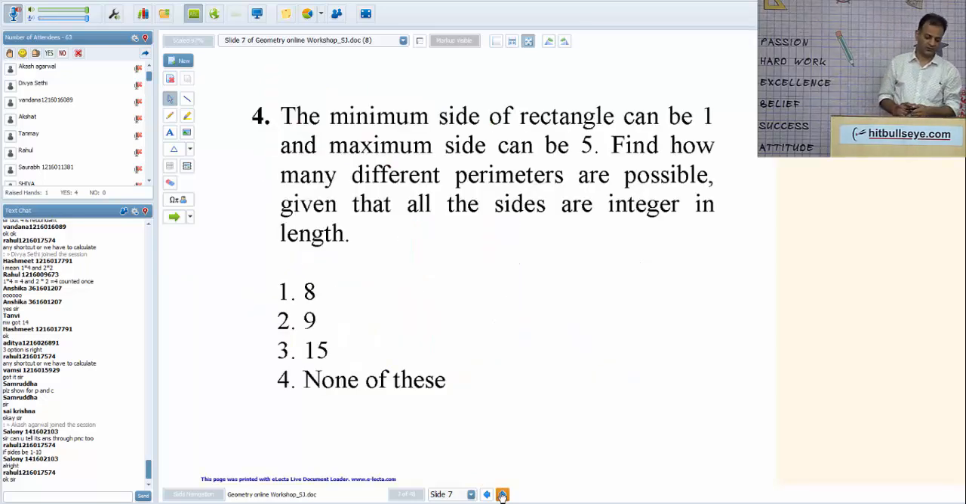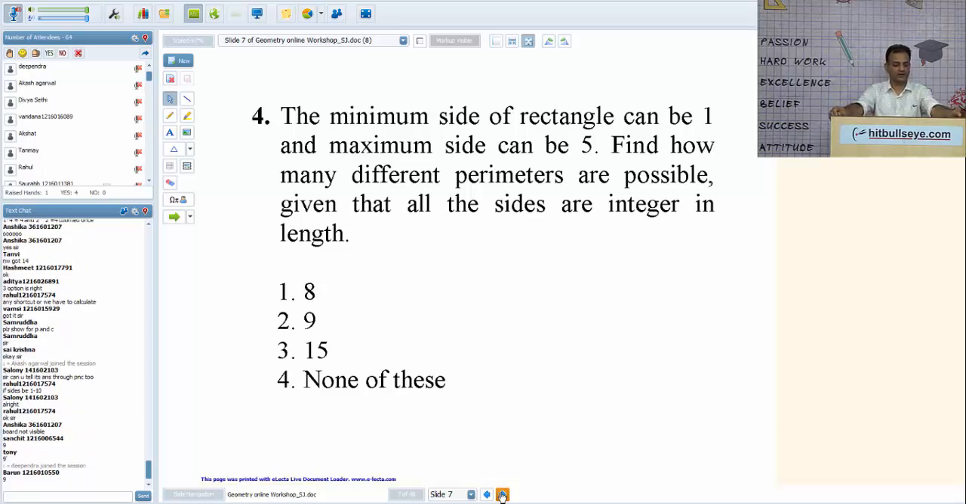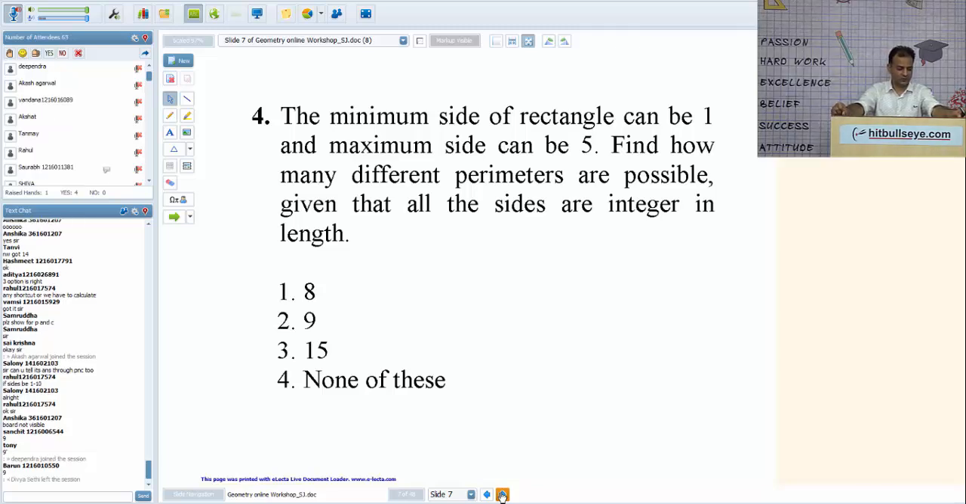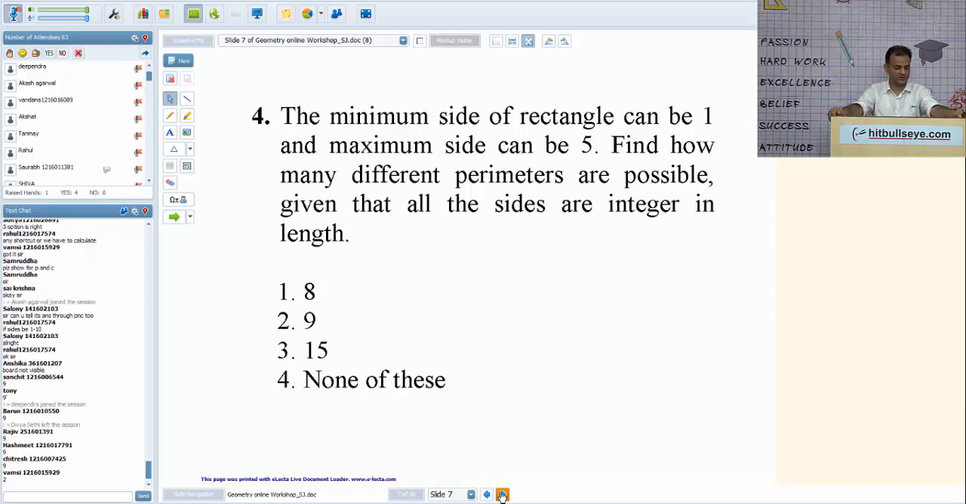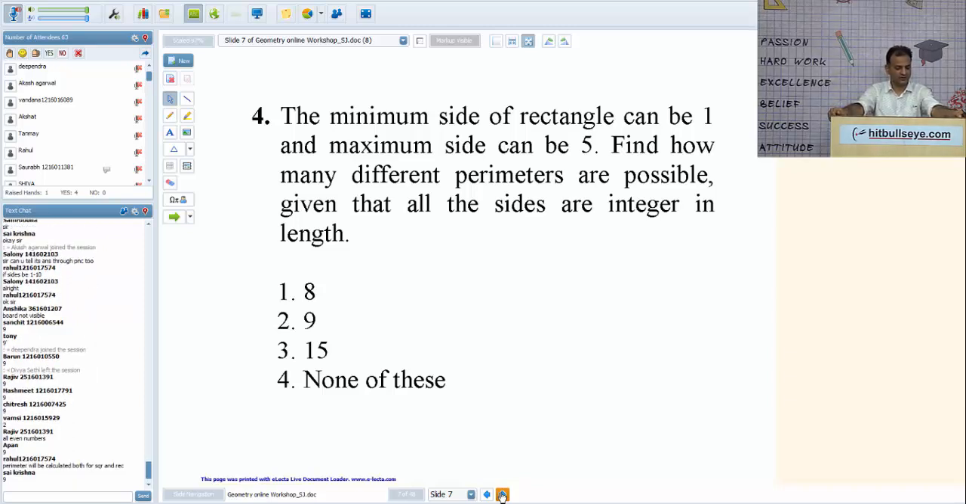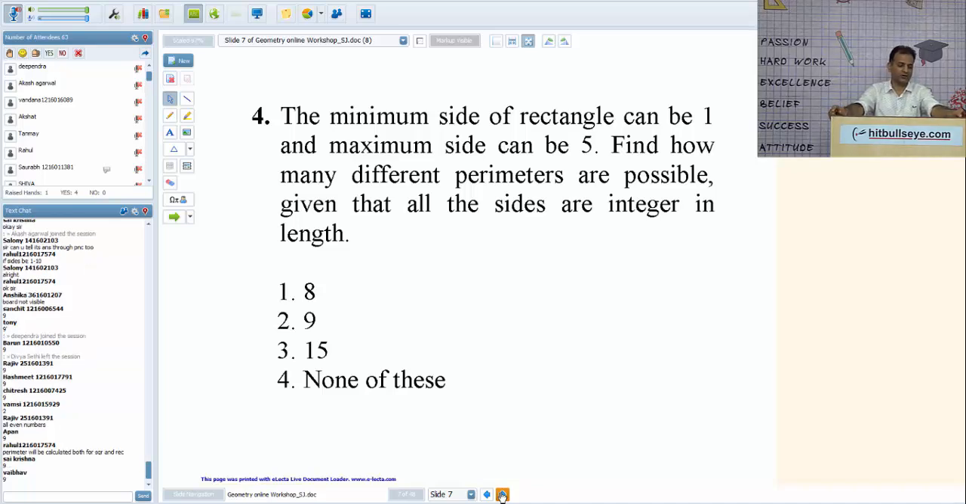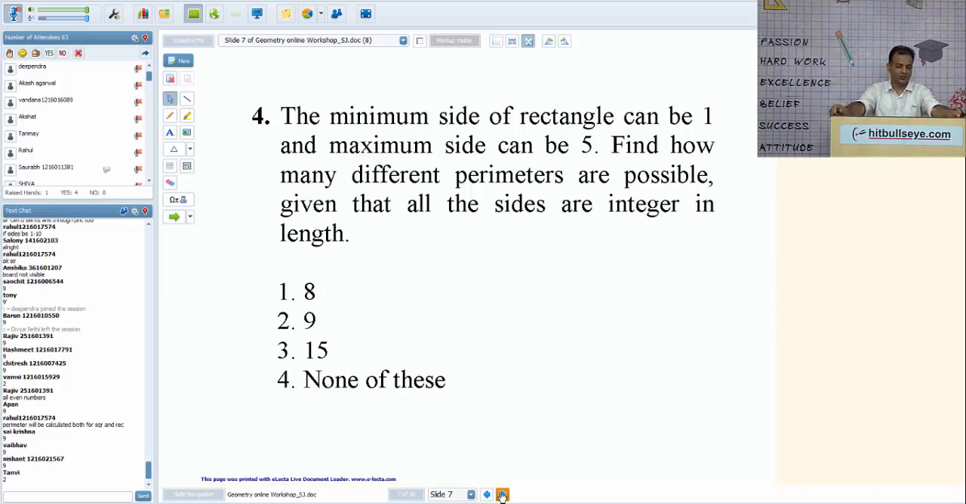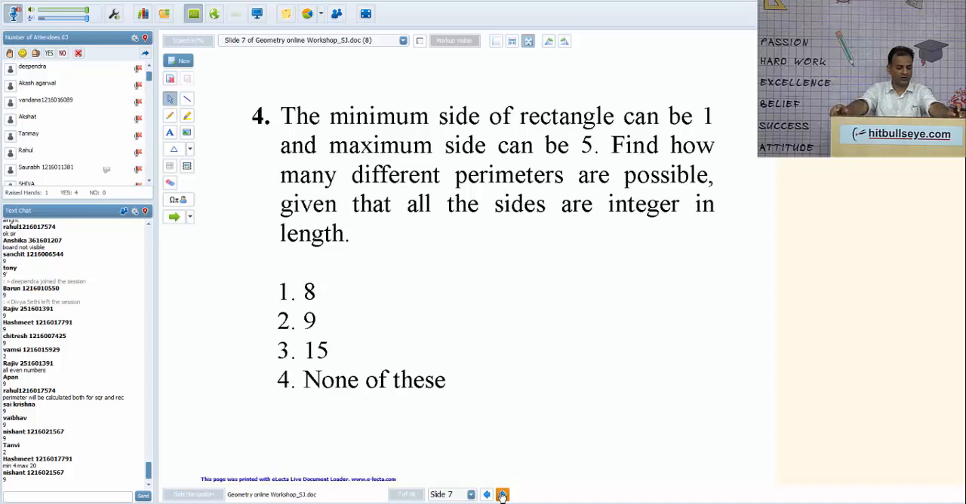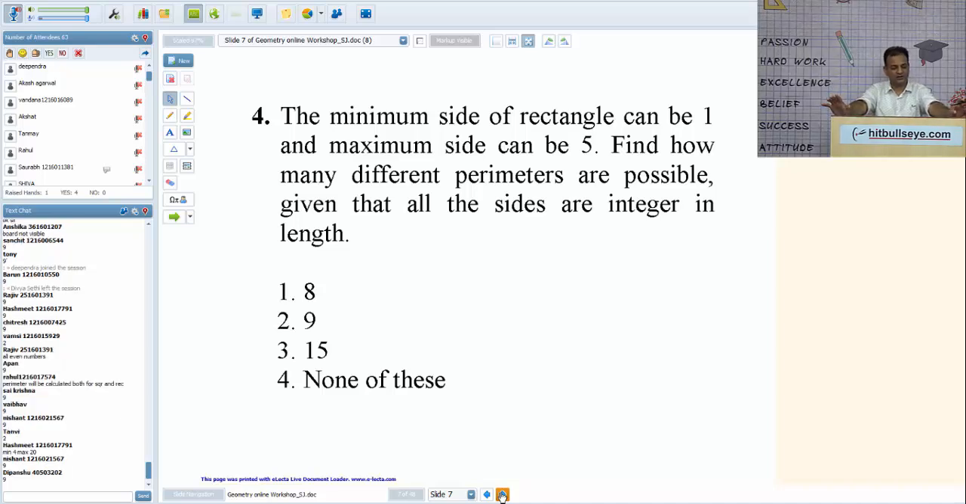Now, the next question. Minimum side, same question, 1 to 5. Now the question is how many different perimeters are possible. Perimeter is twice L plus B, very easy. 3-4 students have come with the answer. Yes, good. Second option. Yeah, Rahul, both for squares and rectangles, because all squares are rectangles. So the minimum perimeter can be, friends, 4, yes Ashmit, and the maximum can be 20. So from 4 to 20 you have to see all the even numbers.